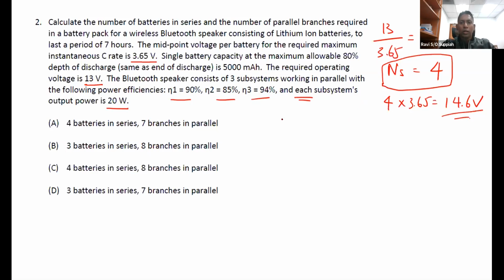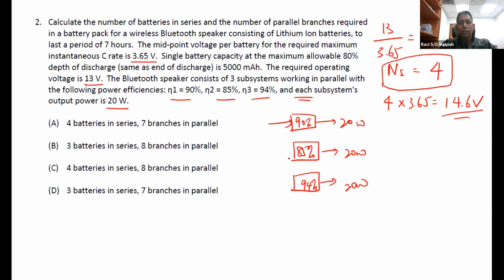So if you were to draw each subsystem out, one is 90%, the other is 85%, the other is 94%. And each of them is providing 20 watt power. That means the input power to this would be 20 divided by 90%, this one will be 20 divided by 85%, and this is 20 divided by 94%. And then I need to add them up together, and that will be my power in.